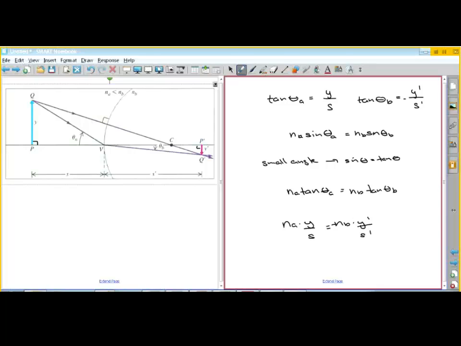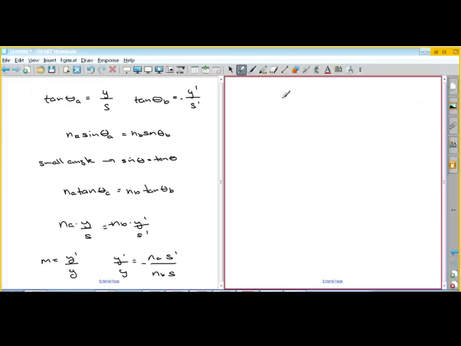Okay, so the magnification is defined as the height of the image divided by the height of the object. So we can rearrange this. So then y prime over y is going to be equal to negative n sub A s prime over n sub B s, and we get a negative sign. So that's the result.